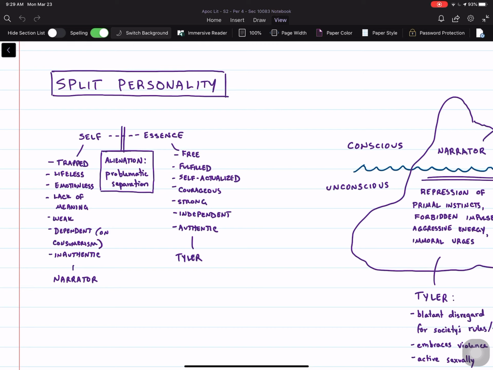Now, on a figurative level, he is hurting himself, he is beating himself up. We can see here that he is probably responding to those aspects of himself that he deeply and profoundly hates. The things on the left over here, right? The trapped, lifeless, emotionless sense of self that is dependent and inauthentic, or the deeply repressed self. Either way, he is finding a way to create an alter ego so that he can punish that aspect of himself that he deeply and profoundly hates.